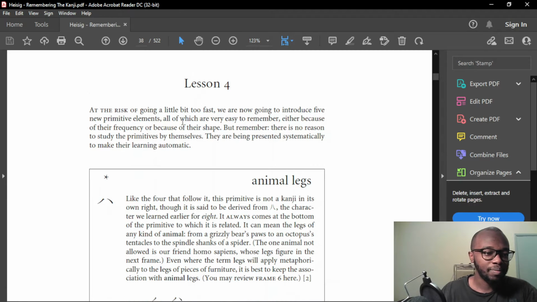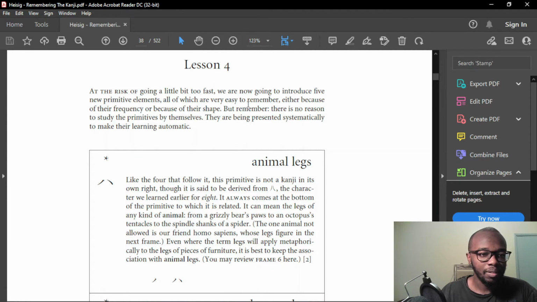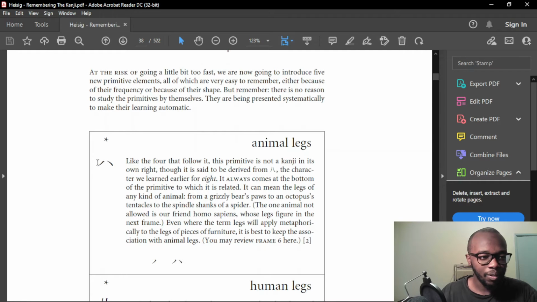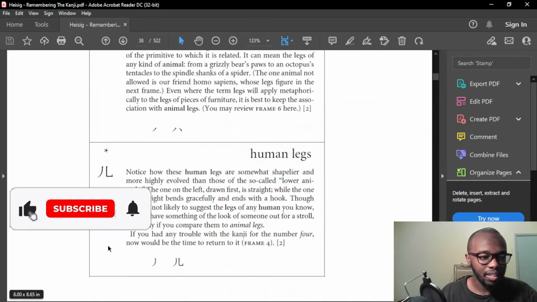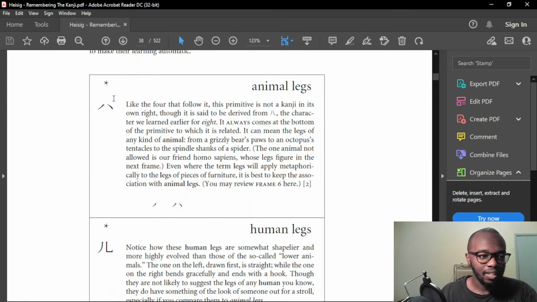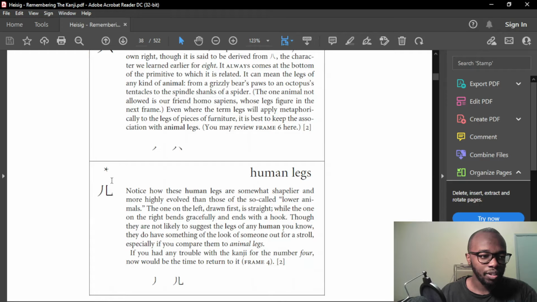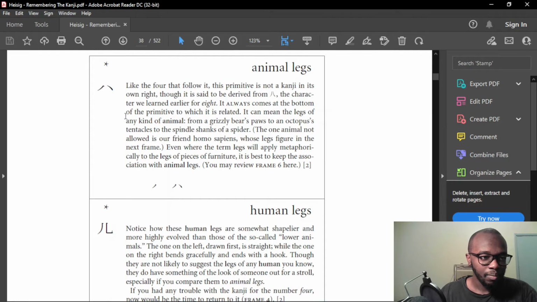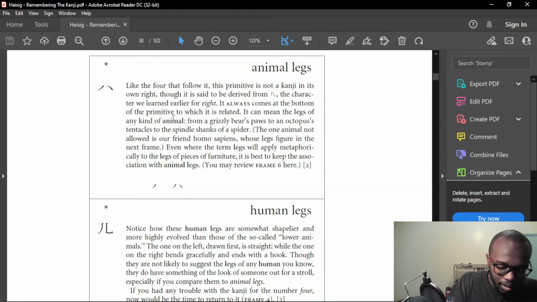So lesson 4. So this is the animal legs. This is the human legs. Okay. So because this one is animal legs, you've seen it when you're writing 6. In 6, if you recall, at the bottom we have this, and in 4 we have human legs. So spring is not a kanji in its own right. Now from 8. So it's divided right from 8. So animal legs.